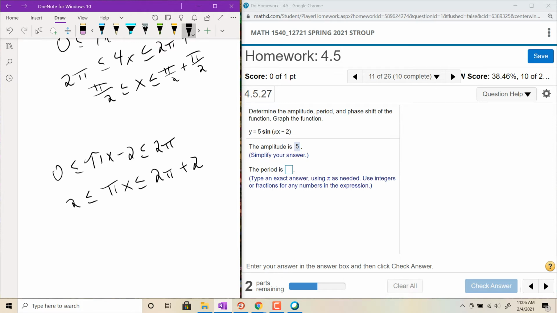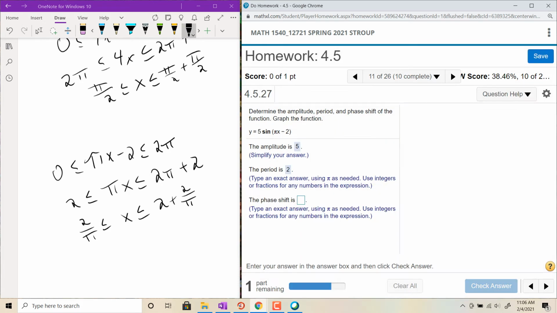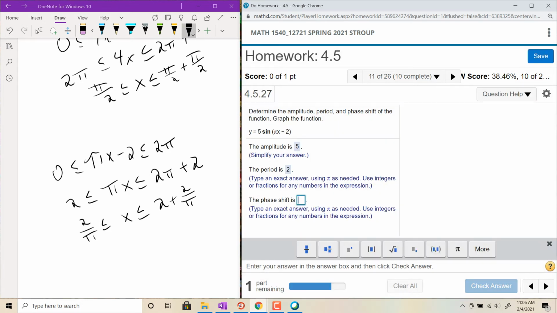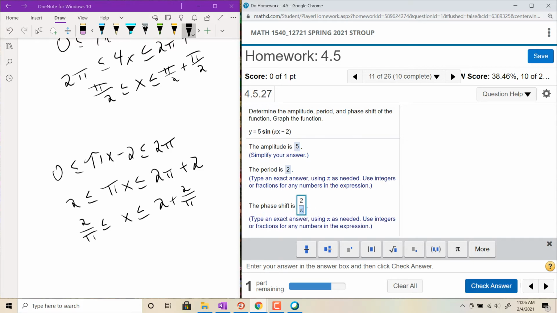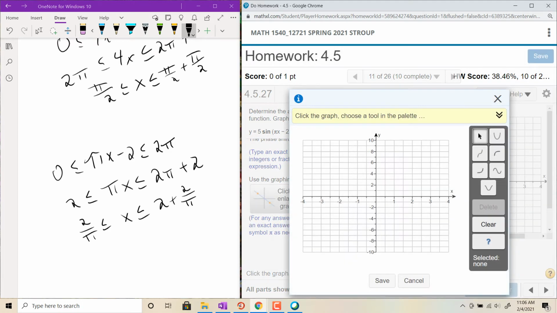Divide everything by pi. So we get a weird phase shift there. Looks like the period is just 2. And the phase shift is 2 over pi. Okay, graph the thing. Sine function.